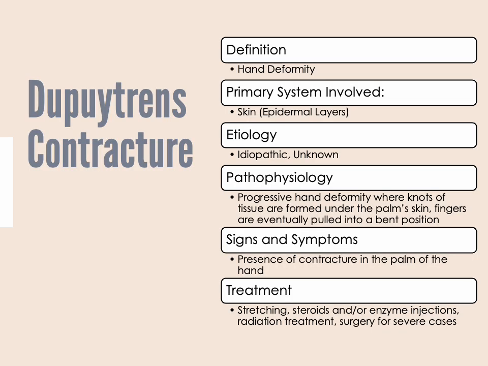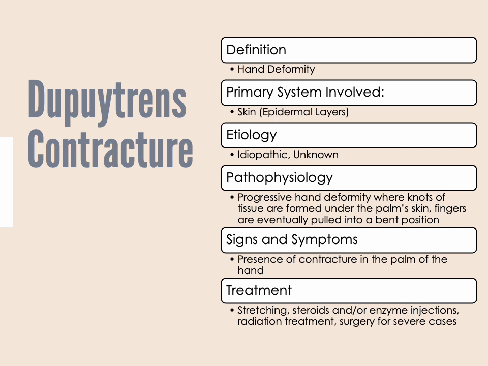Next one we'll talk about is more so of a hand deformity. This one's called Dupuytren's contracture, and again, it's just like what it says. It does cause a contracture in your hand. It does affect one finger, or it can affect more fingers depending on the extent of the contracture. But what's happening is that you do have knots of tissue that are formed under the palms of the skin, and eventually it is pulled so tight that you have a bent position of the hand.